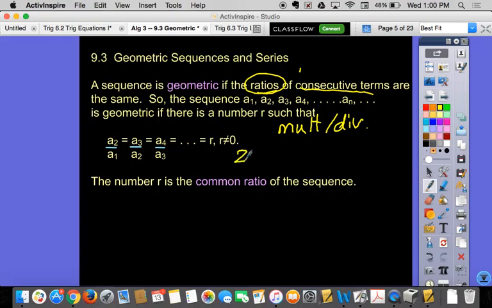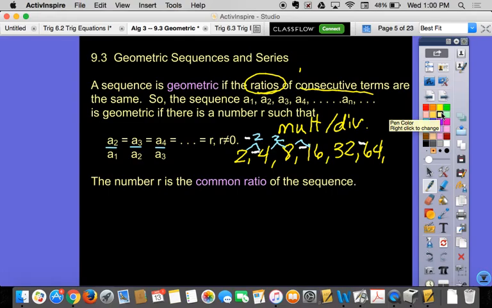So if you've got 2, 4, and then 8, 16, 32, 64, you can see that you're multiplying by 2 every time. This is the only one where it is possible for your sign to alternate. So you could go positive, negative, positive, negative, positive, negative. If I was multiplying by -2 each time, you could end up with the alternation of the signs. That cannot happen in the arithmetic sequences. But they're going to call it a common ratio.